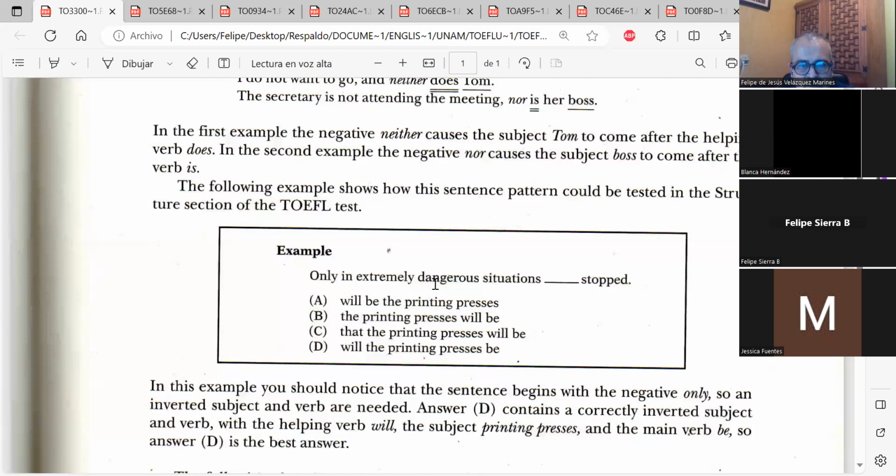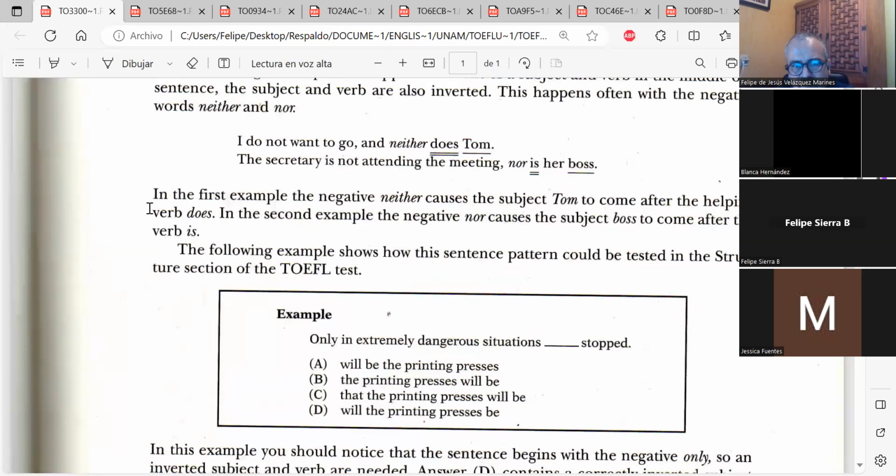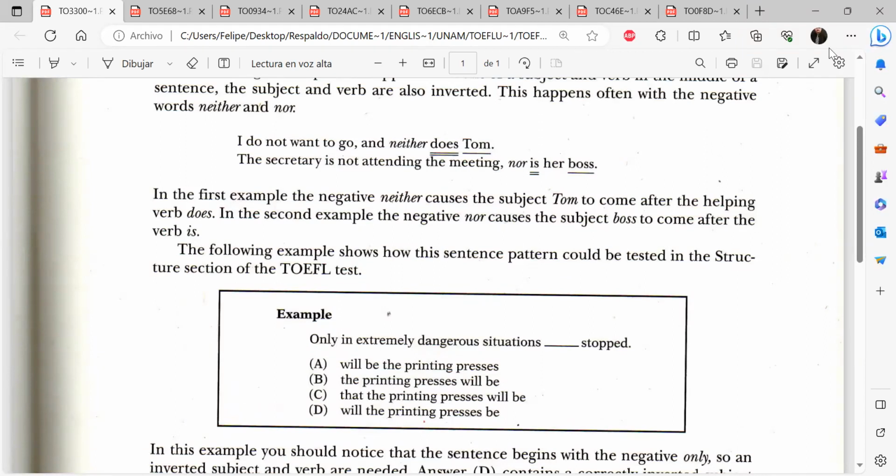Only in extremely dangerous situations. So Felipe, how would you complete this sentence? Yes, only in extremely dangerous situations, will the printing process be stopped? Letter D.